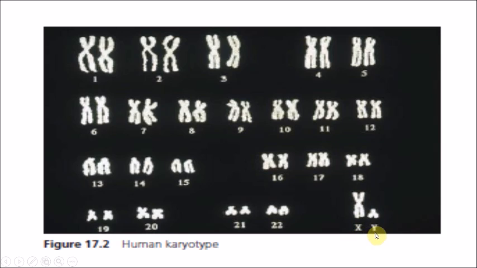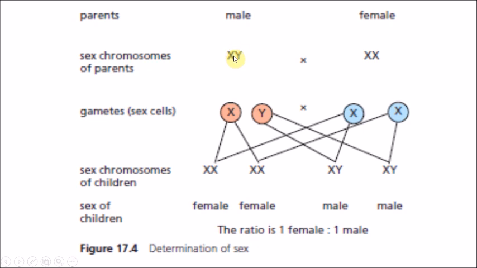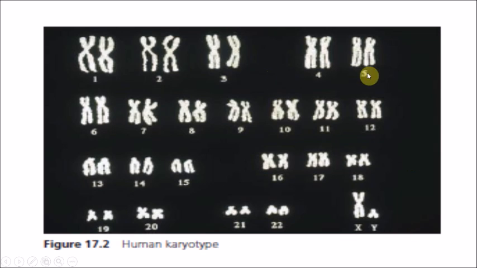Now, XY would indicate male, so this is a male karyotype, and XX would be female. If I use this diagram to explain it, a male is XY and a female is XX. In her cells, she will have all these chromosomes, or he will have all these because this is a guy, and then the female will have all these as well, but XX at the end here. When they undergo meiosis, meiosis is about making gametes.